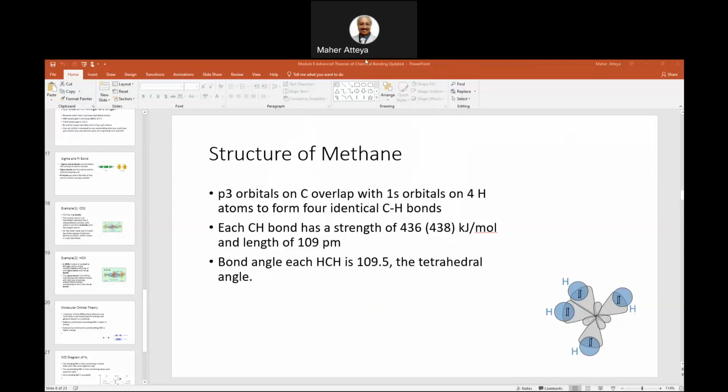We stopped on the structure of matter. We are looking at the valence bond theory of hybridization, how the bonding comes together. So if you look at this, we have methane, correct? Methane, we know, is CH4.